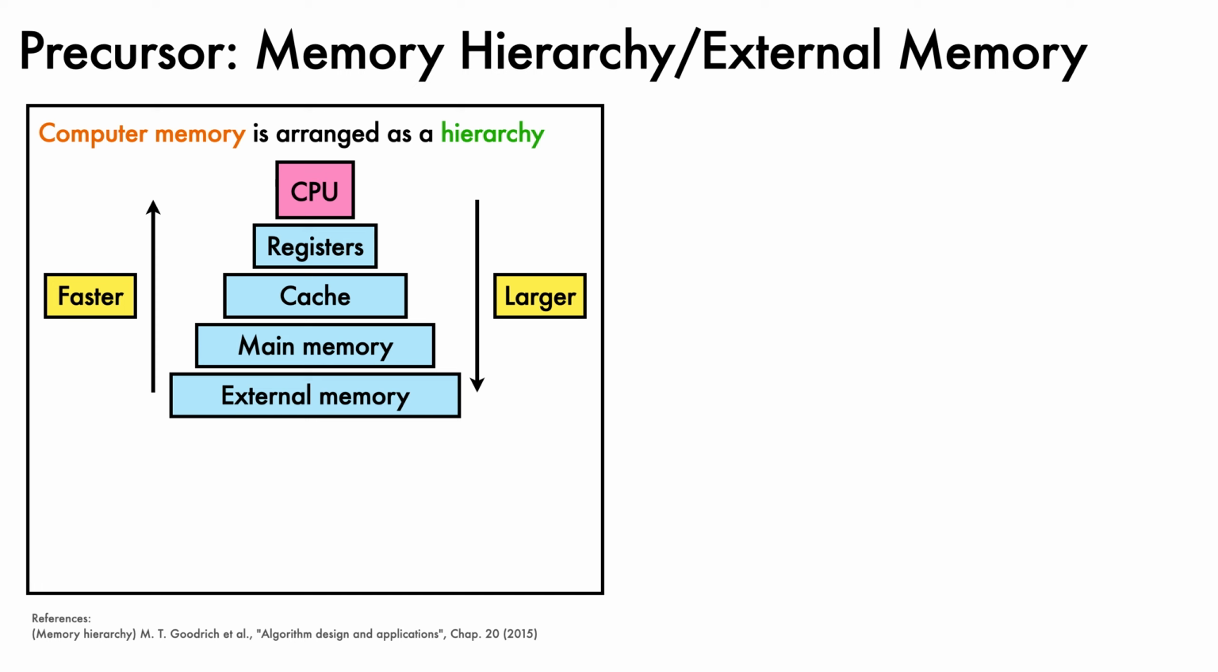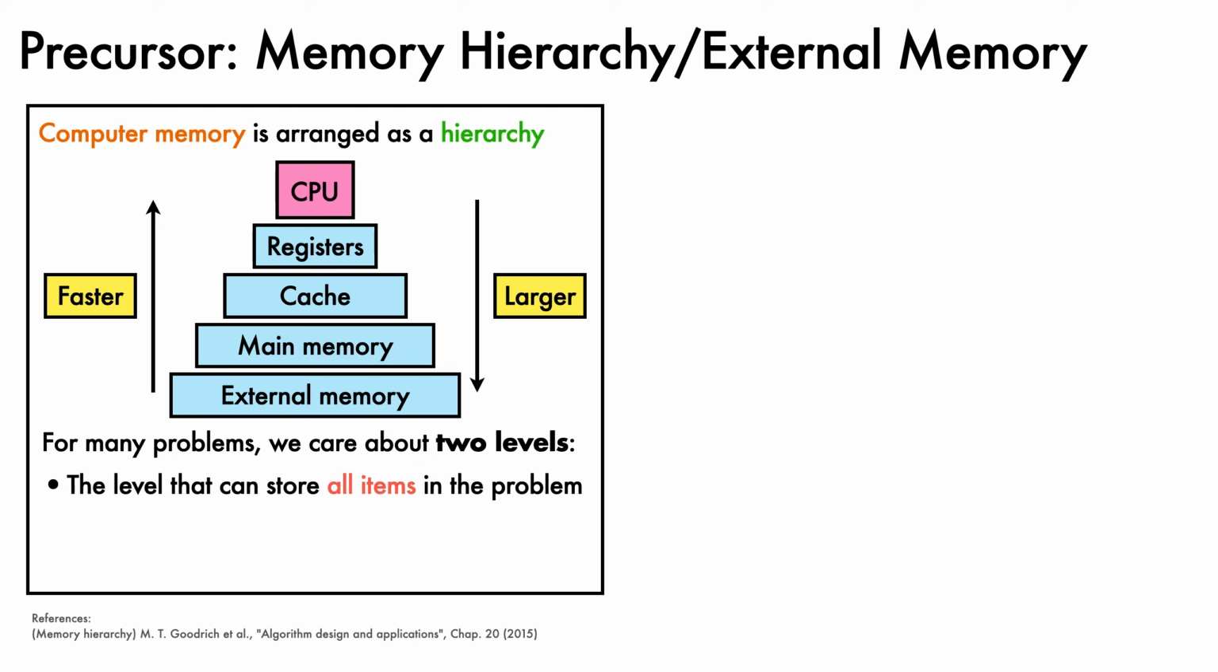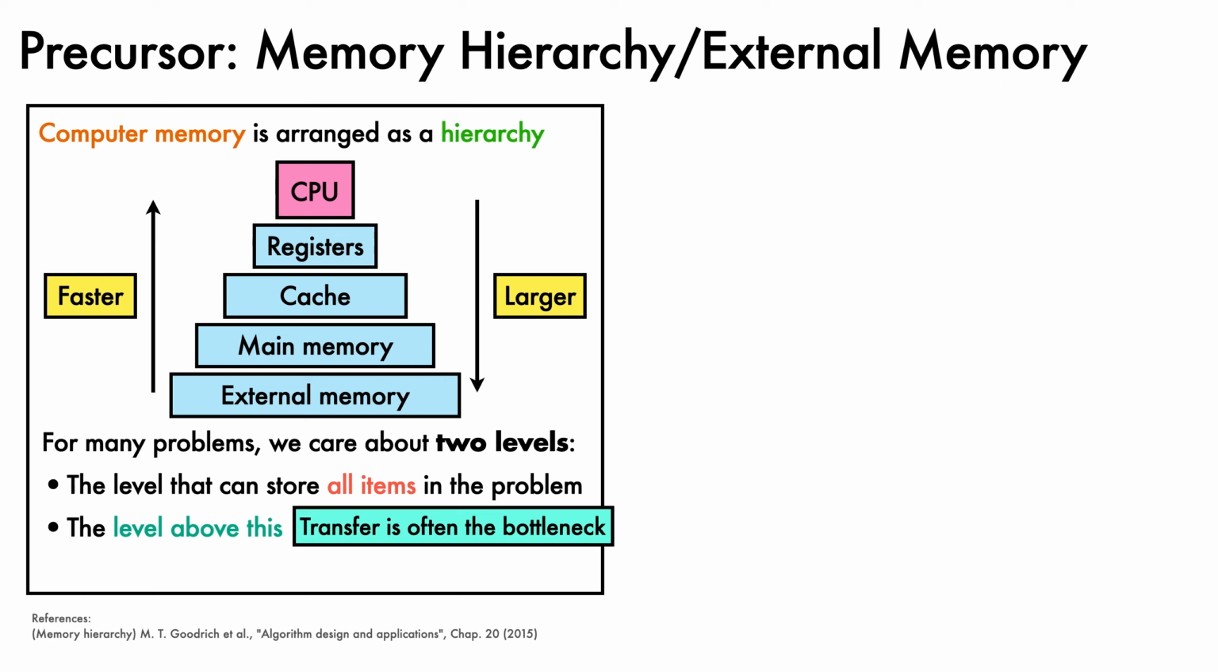While it's always good to keep this hierarchy in mind, for many problems of interest, we really care about 2 levels in the hierarchy. The first is the level that can store all the data items that are relevant to solving the problem we are currently focused on. And the second is the smaller and faster level directly above this level. We care about these levels because at each point in the hierarchy, the level above can be orders of magnitude faster than the level below. And so transferring data across adjacent levels is often the bottleneck in program execution.